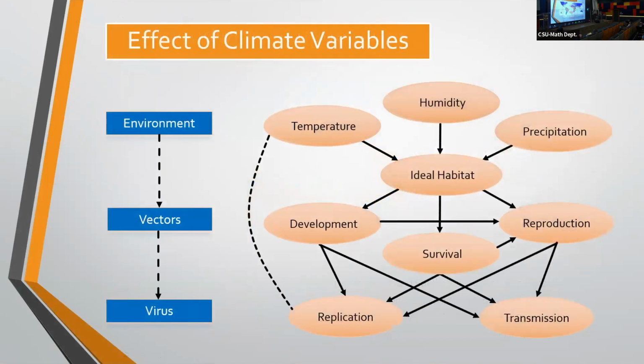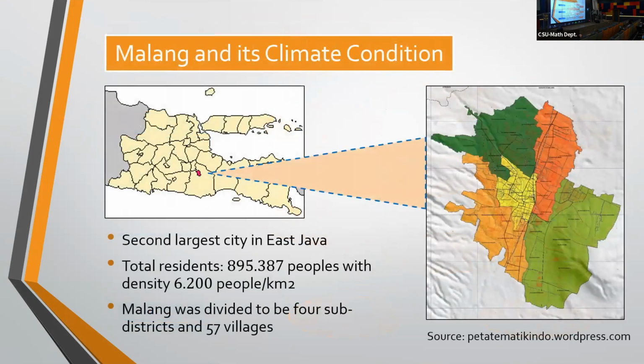This is the dengue. This is the effect of climate variables, all of the climate variables. Then this is Malang, my hometown, the second largest city in East Java, and we have the total resident people with density of 6,200 people per square kilometer. And Malang is divided into 4 sub-districts and 57 villages like this.